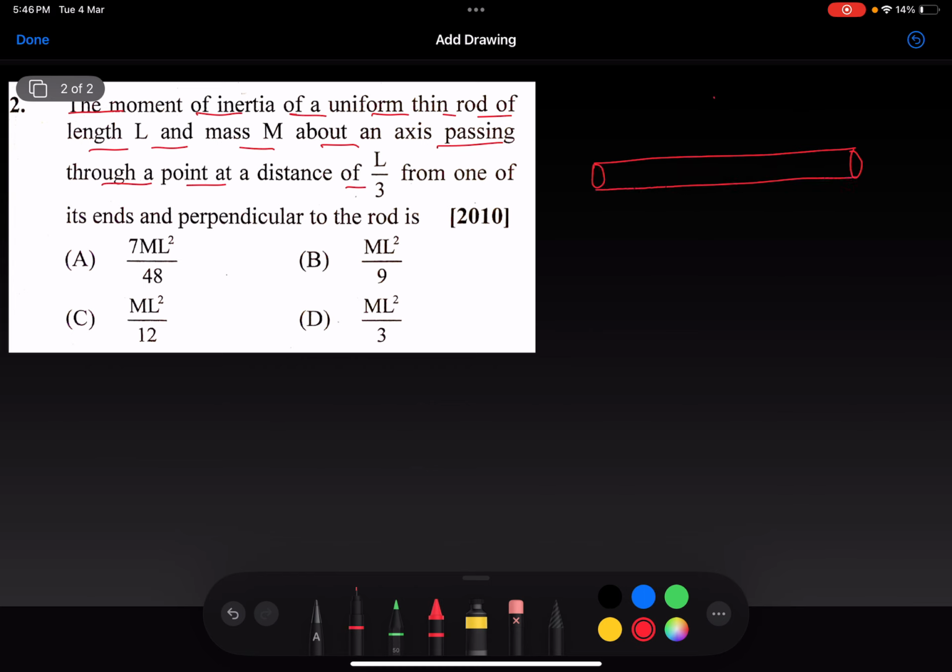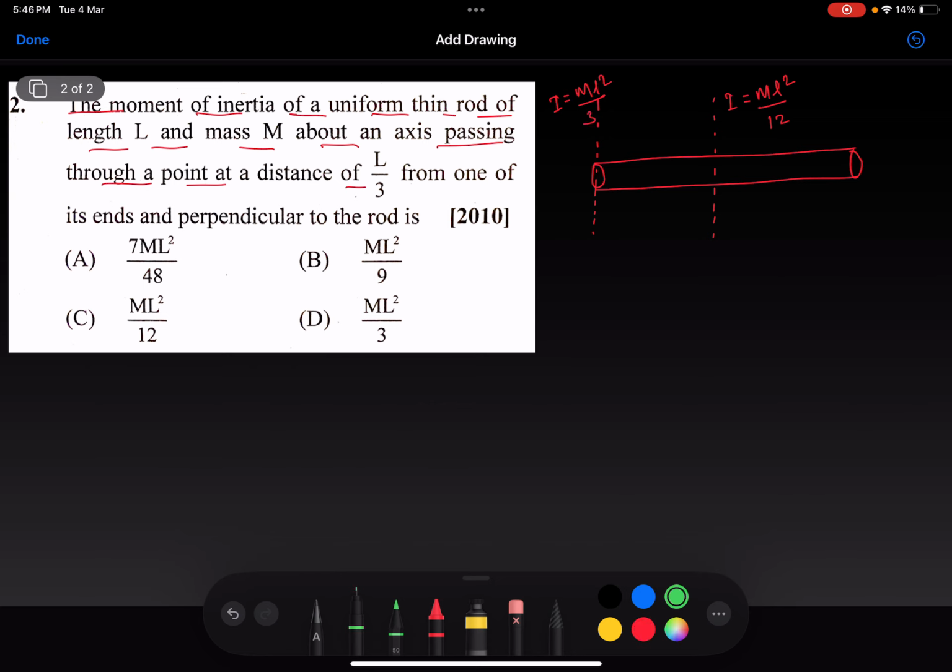We know that if the axis is passing through the center of mass, the moment of inertia is ml square by 12. If the axis is passing through one of its ends, then the moment of inertia is ml square by 3. Okay, you should know this reading.